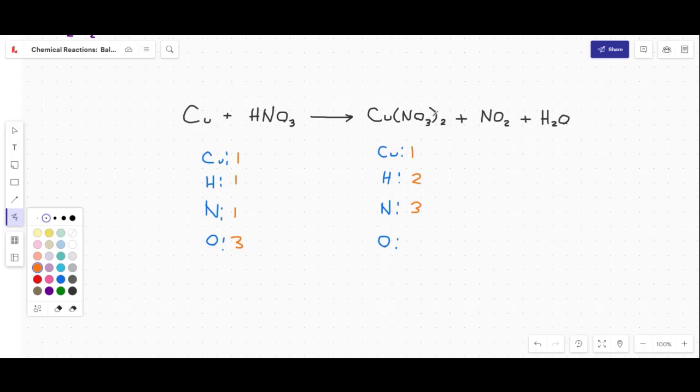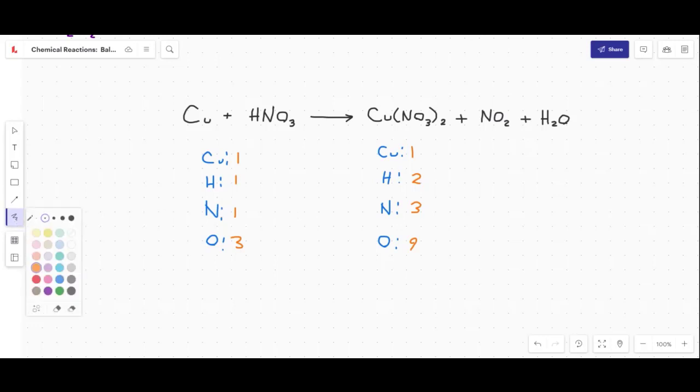2 times 3 is 4, plus 2 is, or 2 times 3 is 6, sorry. Plus 2 is 8, plus 1. I need to go back to elementary school. 2 times 3 is 4. No, anyway.